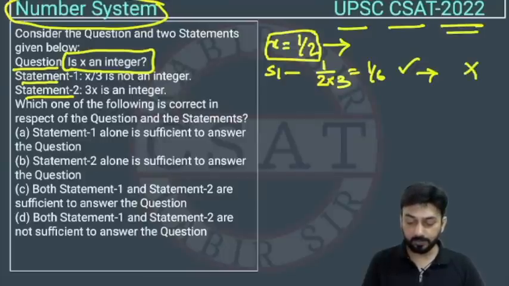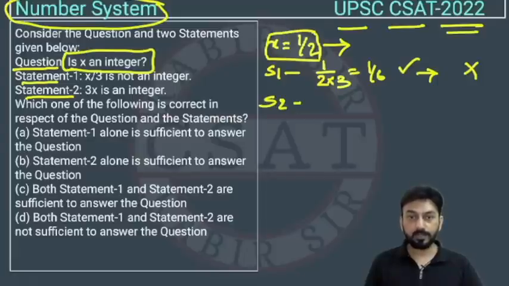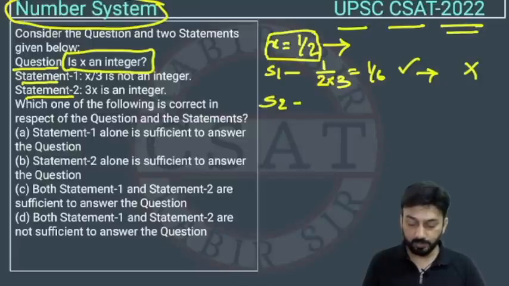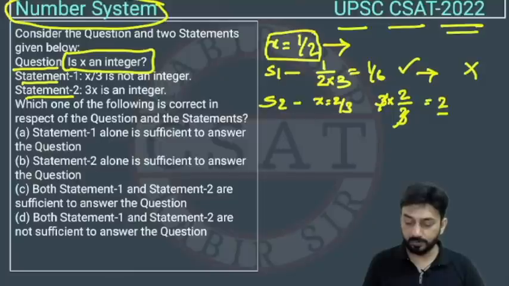नाउ स्टेटमेंट सेकंड को देखते हैं. स्टेटमेंट सेकंड इज 3 into x is an integer, ठीक है? So let's assume the value of x so that 3 से मल्टीप्लाई करेंगे तो इंटीजर बन जाए. So ऐसी वैल्यू हम एज्यूम कर लेते हैं. सपोज आई एम एज्यूमिंग हियर x is 2 by 3, right? So now if I will do 3x, so 3x will be how much? 3 into 2 by 3. This 3 will cut 3, so I will get 2, and this 2 is an integer, right? So statement 2 satisfy हो रहा है पूरा, ठीक है?